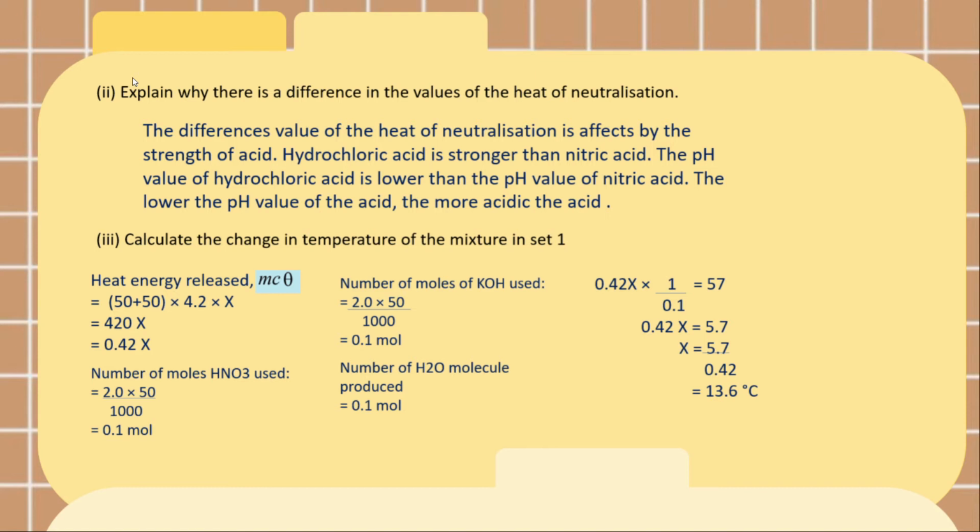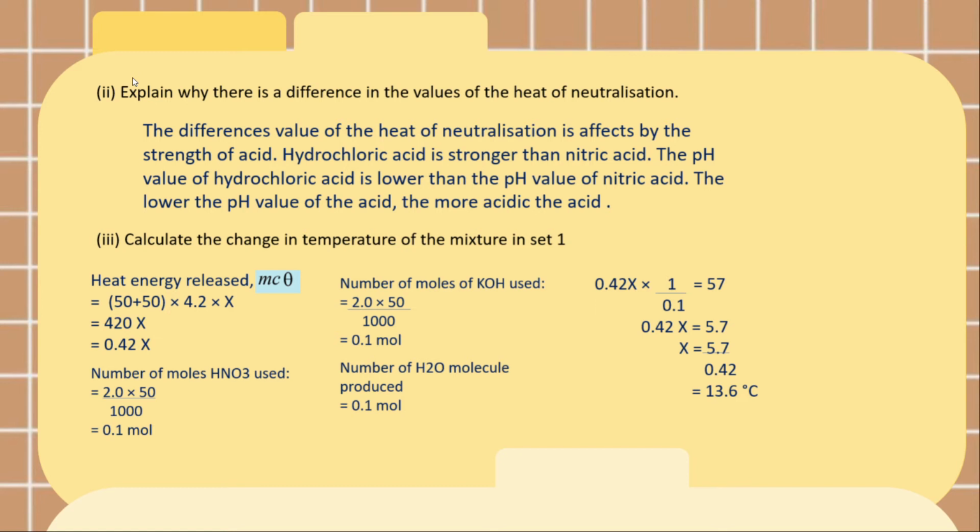7D. Calculate the change in temperature of the mixture in set 1. Specific heat capacity of solution given is 4.2 joule. First of all, we have to calculate the heat energy released by using formula mcθ. m is the mass of the solution, c is the specific heat capacity of solution and θ is the change in temperature. We add the mass of the solution, which is 50 plus 50, and we times with the specific heat capacity of solution 4.2 and we times θ. So it becomes 420θ. But 420θ is in unit joule, so we have to convert them to kilojoule. So it becomes 0.42θ kilojoule.